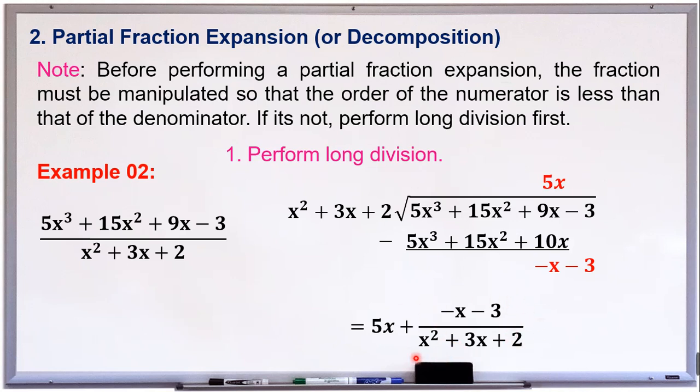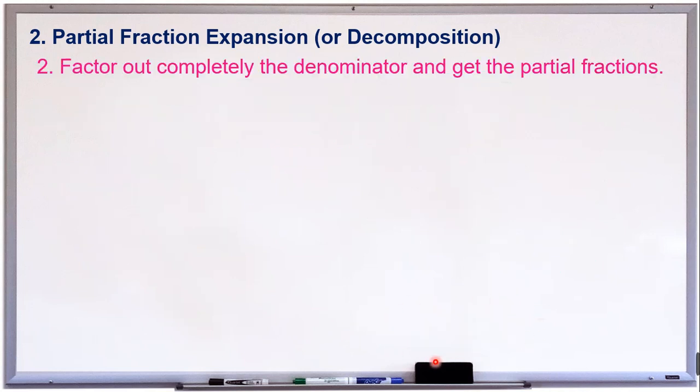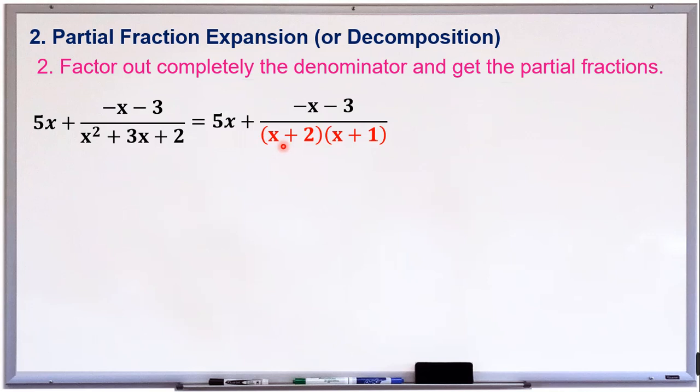So next, we're going to factor out completely the denominator. So our denominator here is x squared plus 3x plus 2. By trial and error method, the factors are x plus 2 and x plus 1. You can also check these factors if they are correct by performing the FOIL method.